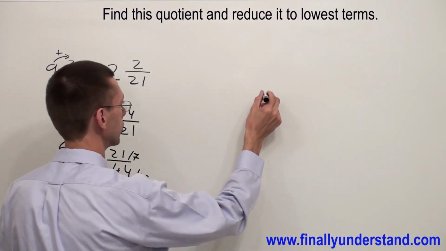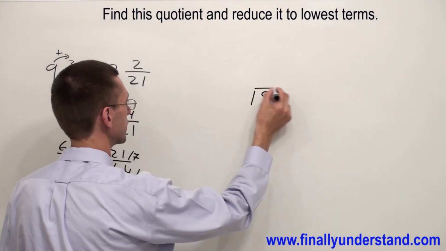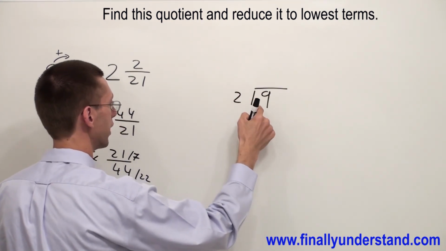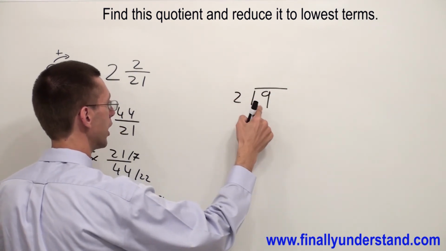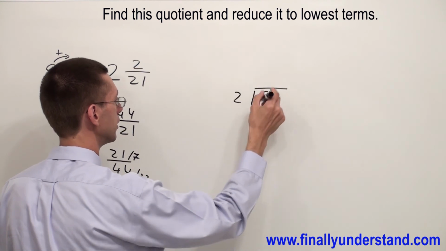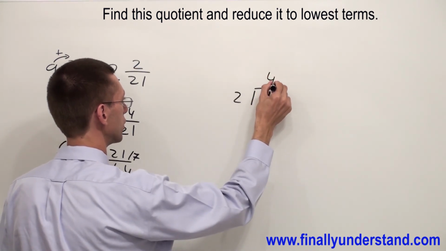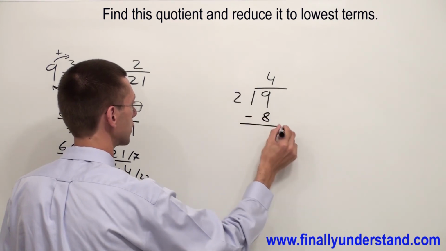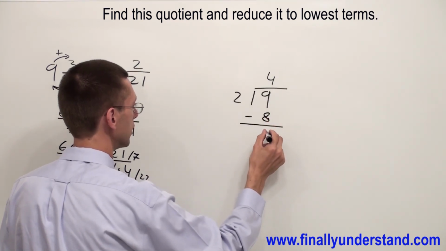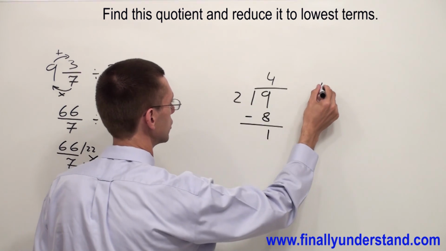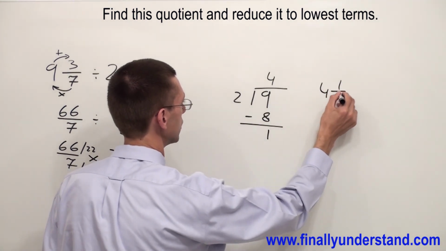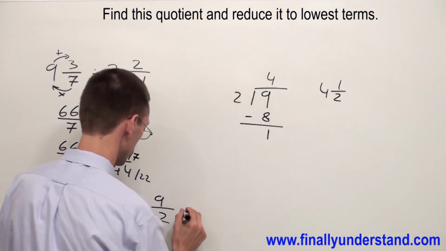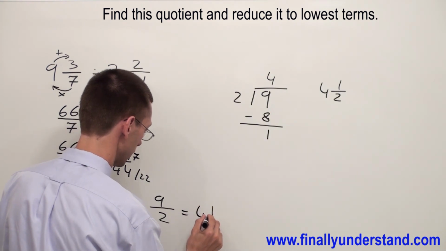Improper fraction I convert to the mixed number by simply dividing 9 by 2. How many times 2 goes into 9? Goes 4 times. 4 times 2 is 8. Subtract 9 minus 8 is 1. The answer is 4 and 1/2. Okay, so my answer is 4 and 1/2.